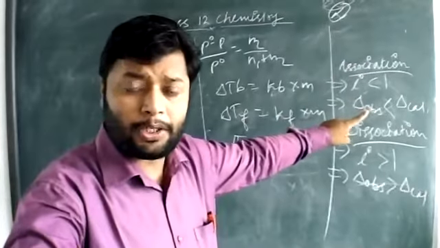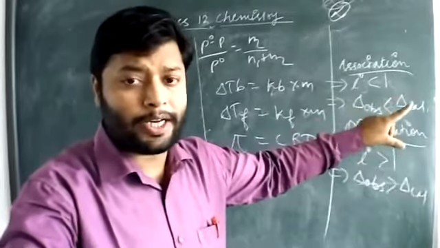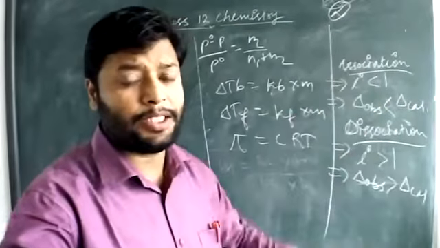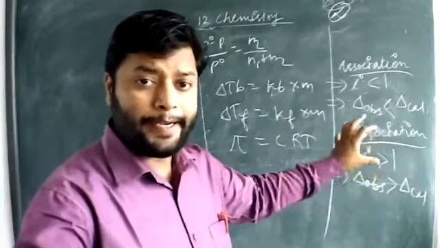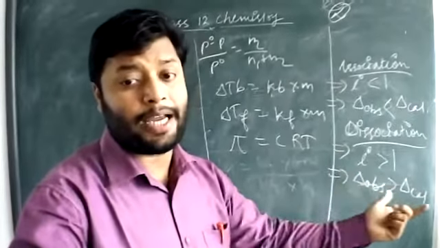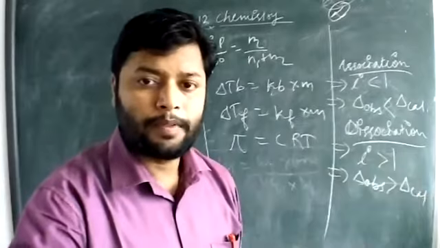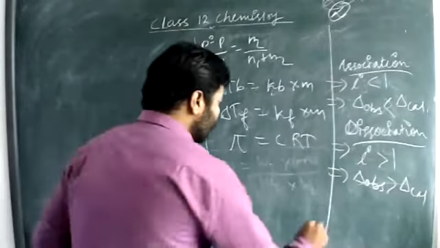If the observed colligative property is lower than the calculated colligative property, there must be association of the solute particles in the liquid. And for dissociation, the observed colligative property must be larger than the calculated value. On the basis of molar mass also you can guess.